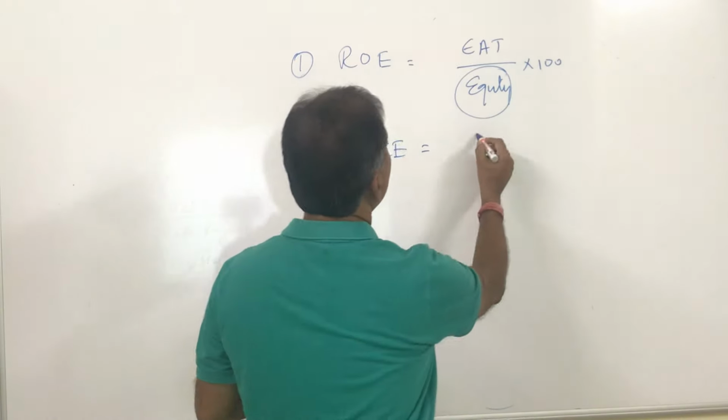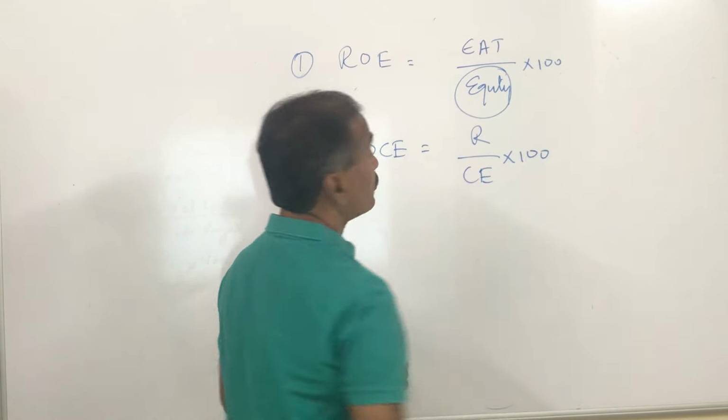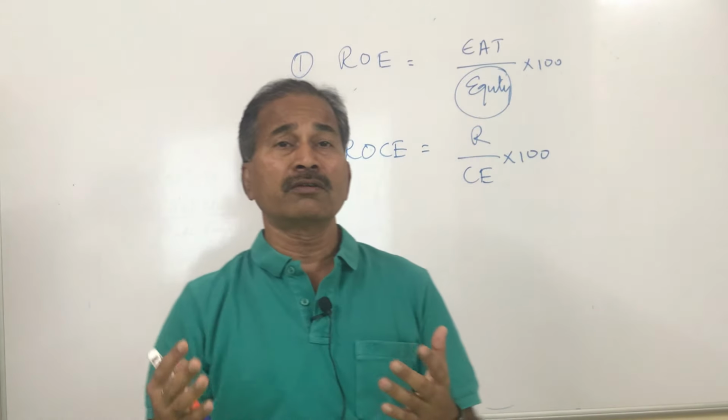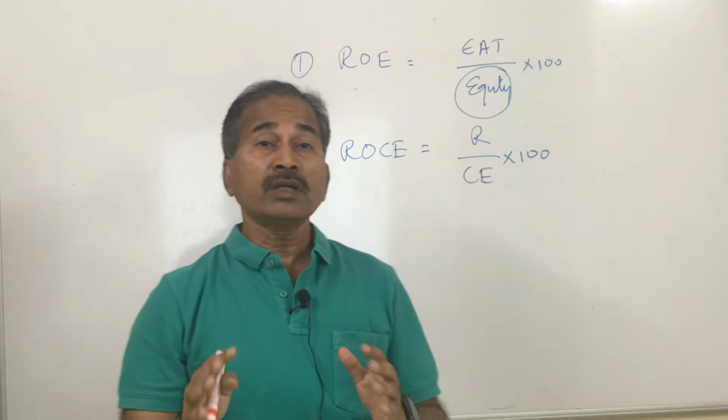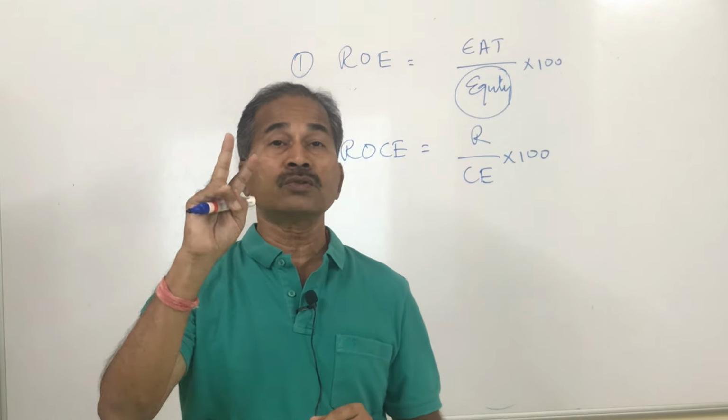So what is return on capital employed? Return divided by capital employed into 100. So this is the simple formula for calculating the return on capital employed. What is the mistake people make? People make two kinds of mistakes, and what are those two kinds of mistakes?